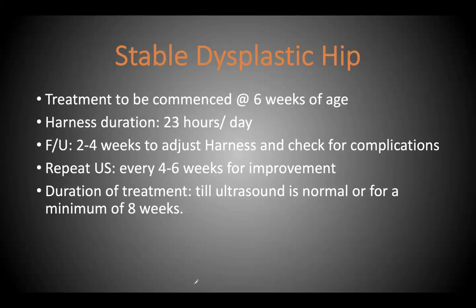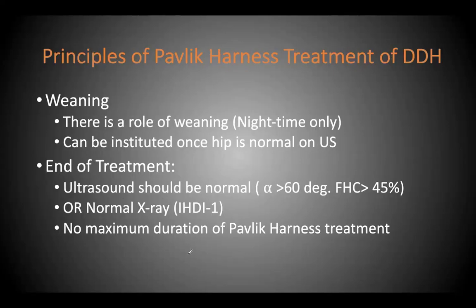So Bhushan, what do you mean by when the hip appears normal on USG? Means the angles are normal or the hip is reduced? Yes, sir. So the hip should be reduced, and you should have an alpha angle of more than 60 degrees. Only then you can start weaning. Yes. Yeah, but that would take a long time.